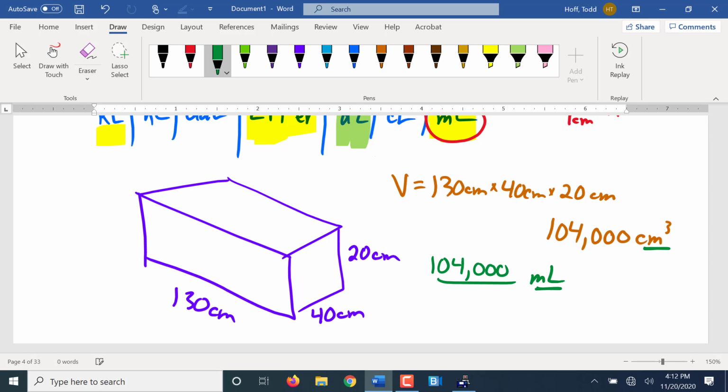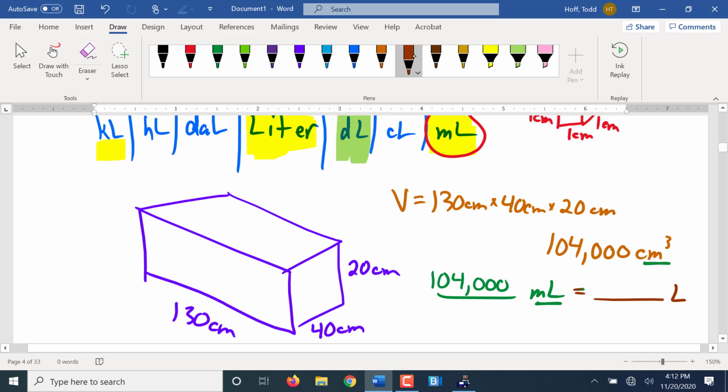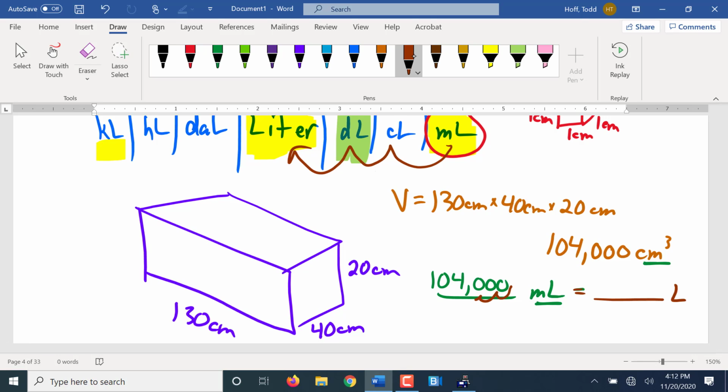A milliliter is defined to be a centimeter cubed. So a centimeter cubed is a milliliter. So 104,000 cubic centimeters is 104,000 milliliters. So how many liters would that be? From milliliters to liters is 3 spots to the left. So just move the decimal point 3 spots over. So 104 liters in that tank.